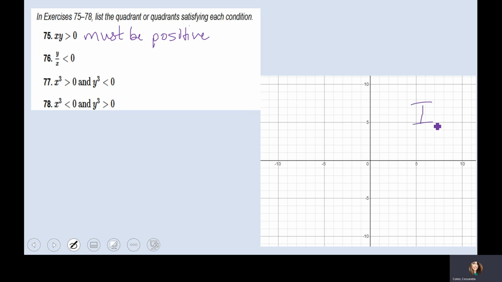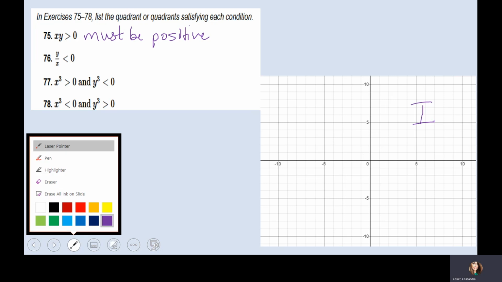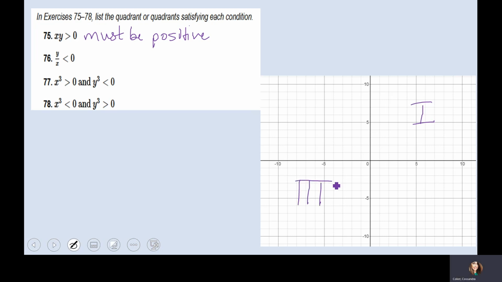We can be in quadrant 1 because if I have a positive x value here or a positive y, then I'm going to have a positive product. I can also be in quadrant 3 because if I take a negative x value and multiply it times its negative y value, I'm going to get a positive number.